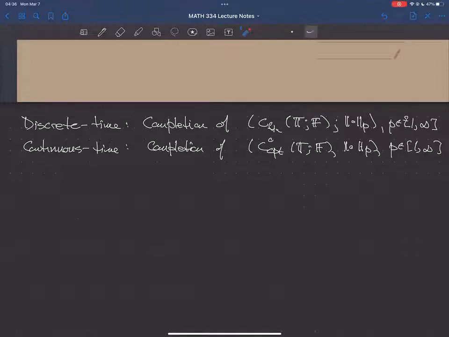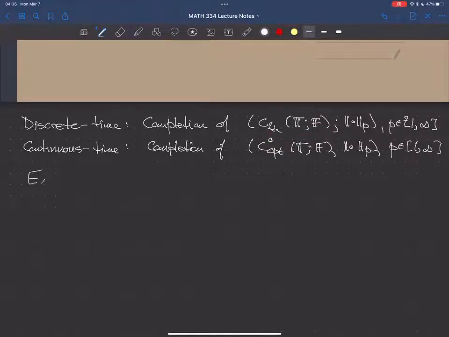But before I do that, I want to finish talking about spaces of signals, because there are interesting classes of signals, and we've encountered some of them, just as examples of things that don't fall into these classes, that are not in the completion of this or in the completion of that.